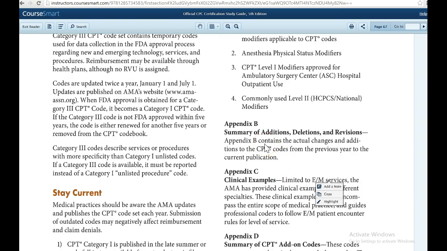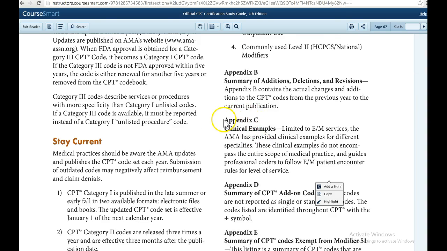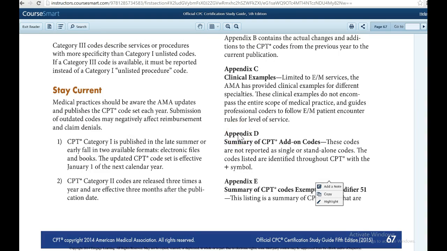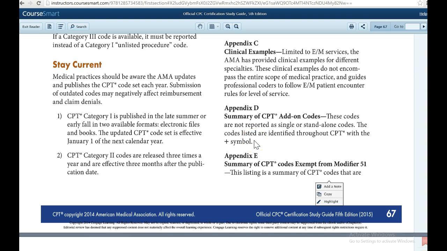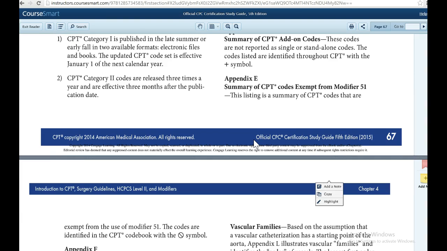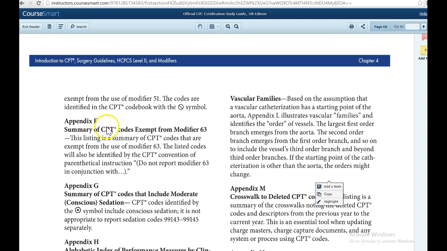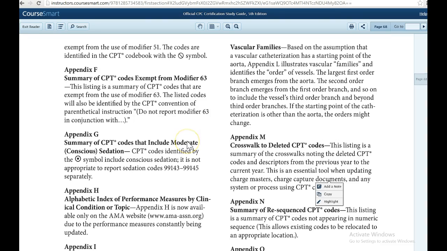Appendix B is a summary of additions, deletions, and revisions found in CPT. CPT even gives you examples of different case scenarios, and that's found in Appendix C. Appendix D is for a summary of the CPT add-on codes. So they have a list of all the add-on codes that are found in CPT. Then Appendix E is a summary of the codes exempt from Modifier 51, so all the codes that should not be used with Modifier 51. And then Appendix F is a summary of the CPT codes that are Modifier 63 exempt.